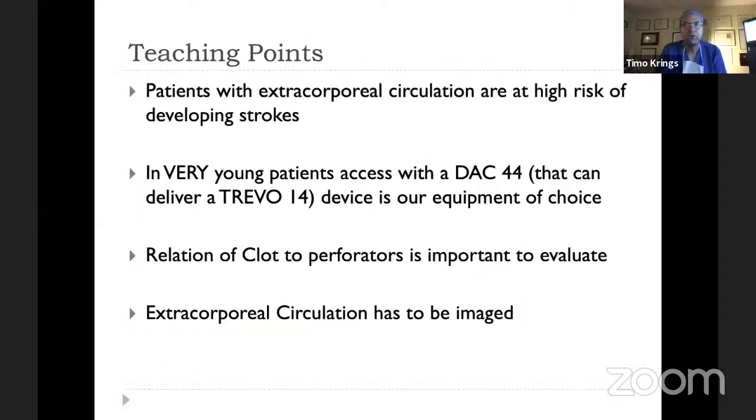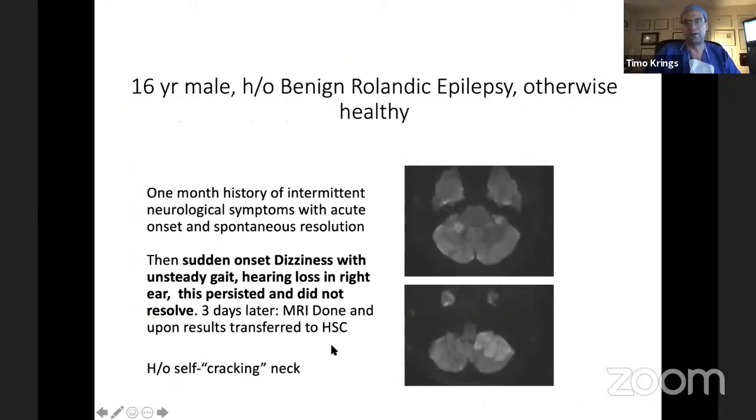So the teaching point for this patient is that if you have a patient with an extracorporeal circulation, they are at a high risk of developing stroke. And in these cases, we do perform stroke thrombectomy. And remember to also image your extracorporeal circulation.